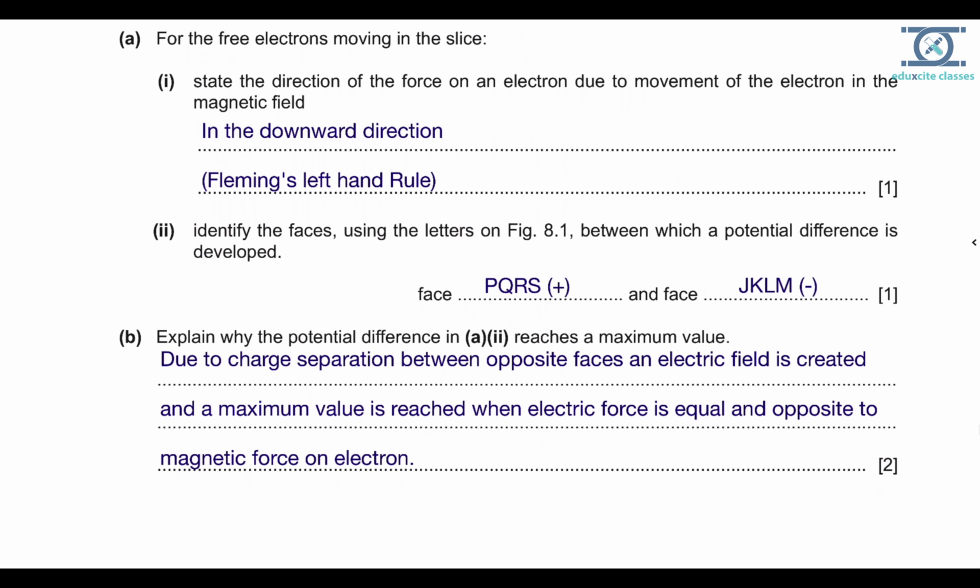Okay. Now the B part, explain why the potential difference reaches a maximum value in the A second part. Due to the charge separation between the opposite faces, as the electrons are drifted towards the lower face, that is JKLM, an electric field is created and a maximum value is reached when the electric force is equal and opposite to the magnetic force on the electrons, because magnetic force is also acting and electric force is also acting. So the potential difference will reach a maximum value when they both are equal but in opposite direction. Okay.